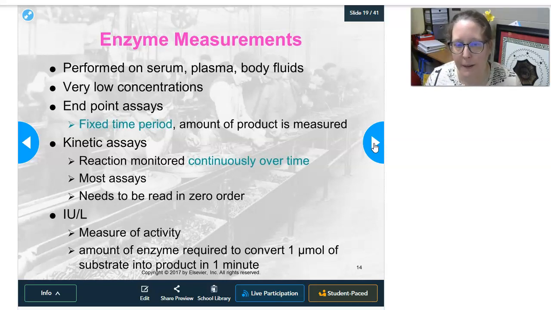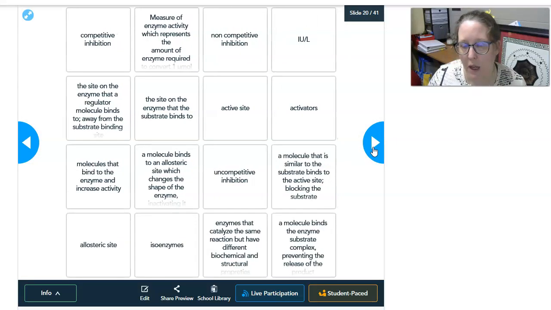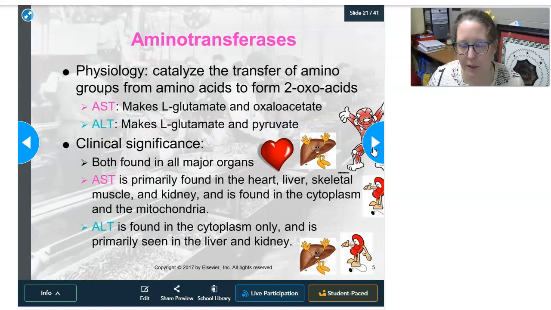The unit of measurement of enzymes is international units per liter. It is a measure of activity. It represents the amount of enzyme that is required to convert 1 micromole of the substrate into a product in 1 minute. Here's a short activity if you're on my Nearpod activity.